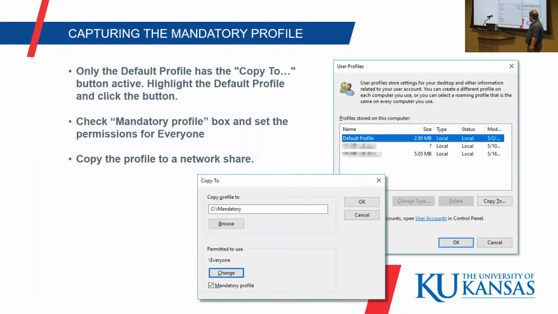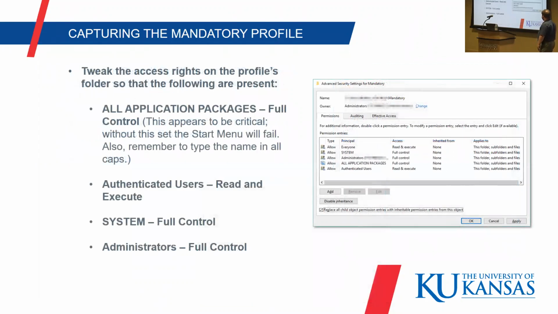You name the profile what you'd like, where you want to put it on the local hard drive. You check that mandatory profile box down there, and then you click the change button and assign rights to the user everyone, and then click OK. Once you've made the mandatory profile folder, you need to right-click on that and go into Properties and go to the permissions and assign these following permissions.